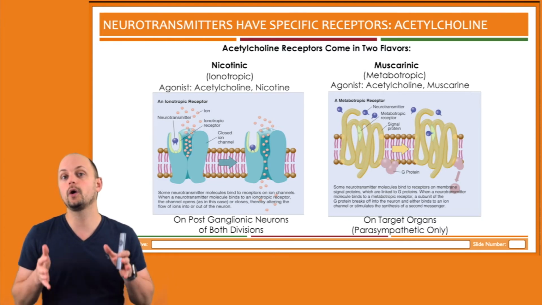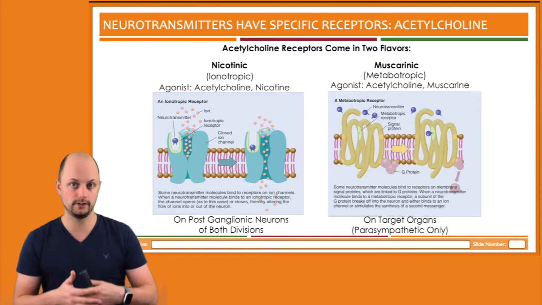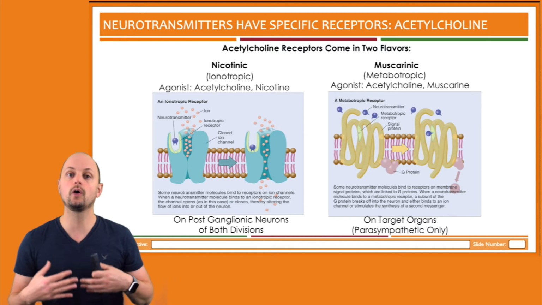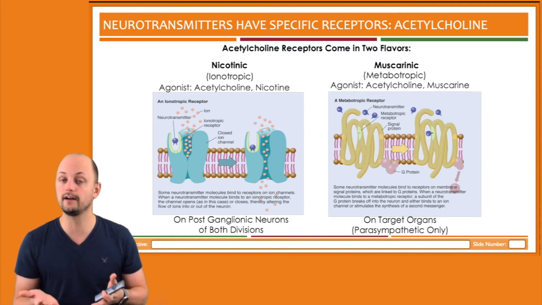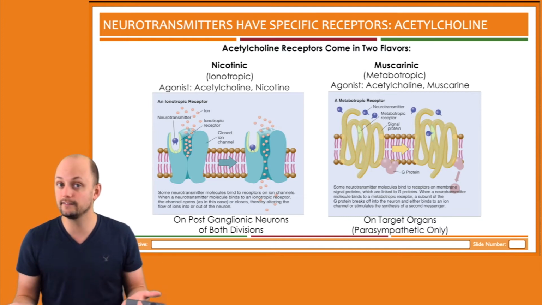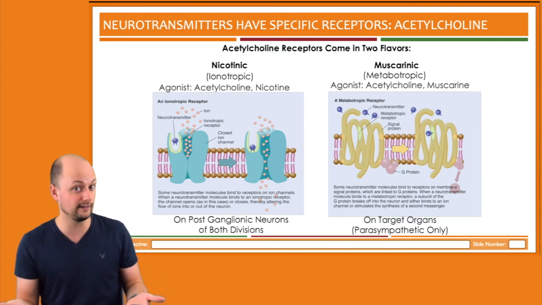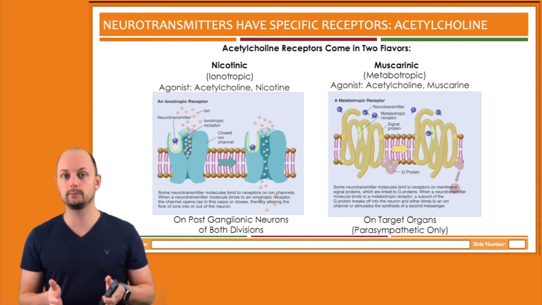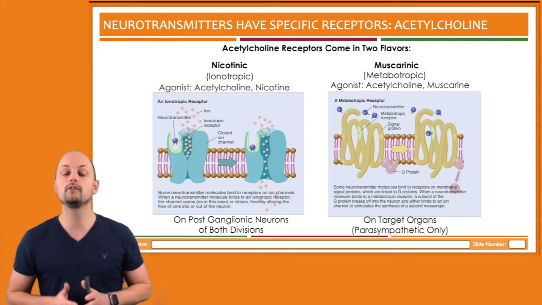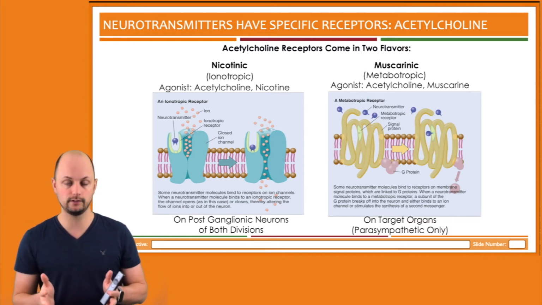Now remember that all preganglionic neurons are cholinergic in both divisions. So that means that all of the postganglionic neurons have to have acetylcholine receptors on their dendrites, because if they didn't, they wouldn't be able to receive the message that the preganglionic cells were sending them. So we find the nicotinic acetylcholine receptors on the dendrites of all of the postganglionic cells in both divisions.